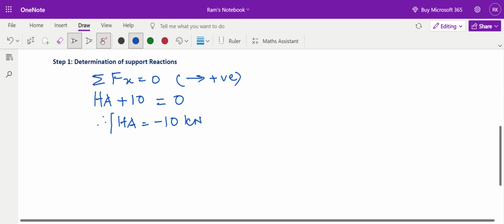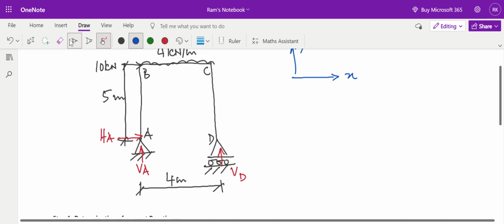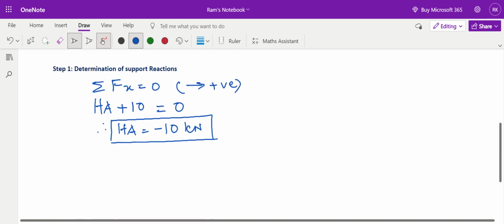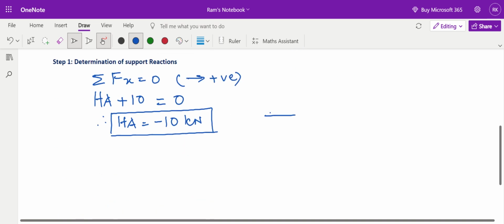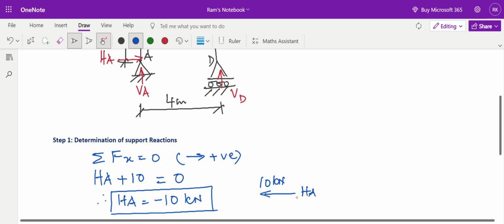What does this minus sign indicate? The minus sign indicates that my assumed direction for the reaction was wrong. This reaction must have been acting in the opposite direction, so I will draw the structure later. This means the reaction HA is equal to 10 kilonewton acting towards the left. My assumed direction was towards the right hand side, but it comes out to be negative. This means the actual reaction HA should have been acting to the left hand side.